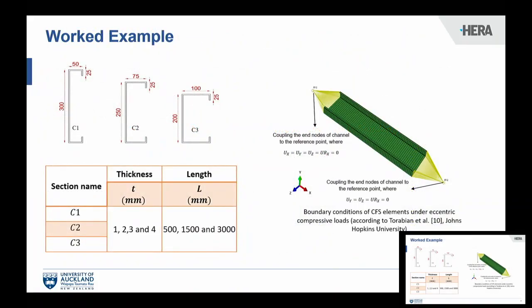Here I just want to mention some of the design examples. Three cross sections were selected from the project with four different thicknesses and three different lengths to cover a wide range of slenderness. And the cross section was validated based on the experimental test results that were done at Johns Hopkins University for the development of the extended DSM, and the combined action was applied using the eccentric compression load.